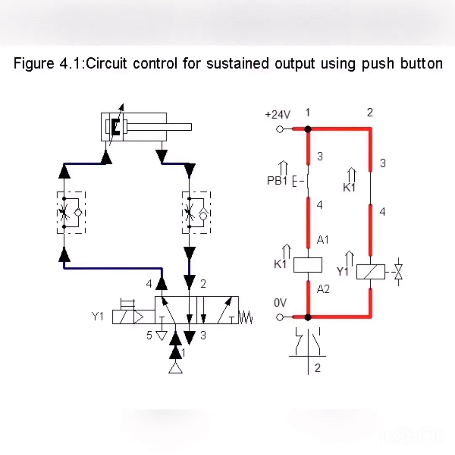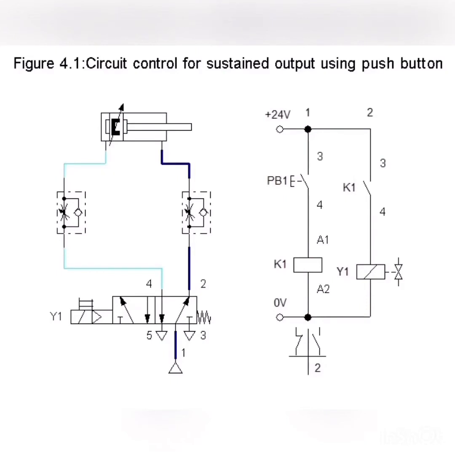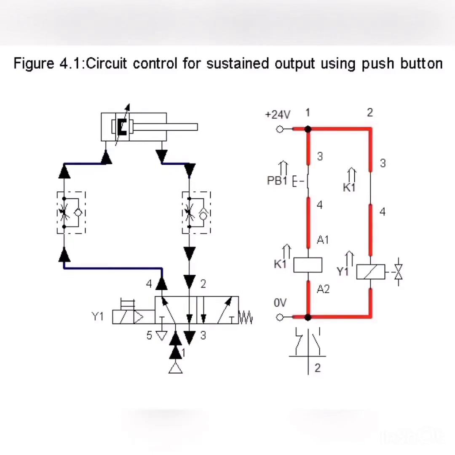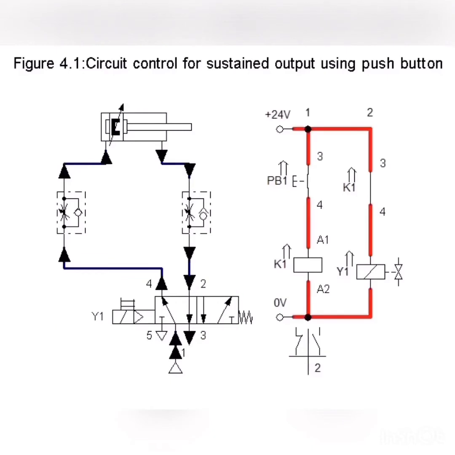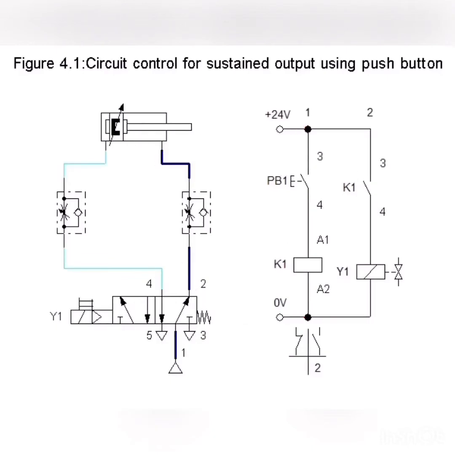Then, when PB1 is pressed, the actuator changes place from right to left and it will make the airflow go up and push the cylinder to an extended position, A+. This condition is maintained as there is an electrical supply that supports and keeps the output active. Therefore, the output of the actuator is sustained. The K1 contact relay will turn on solenoid valve Y1.